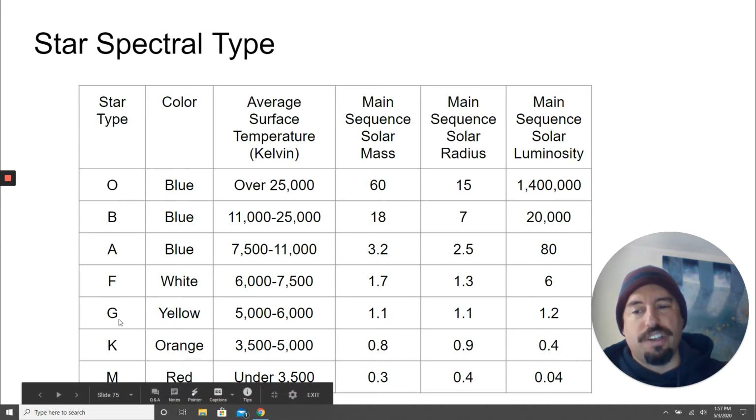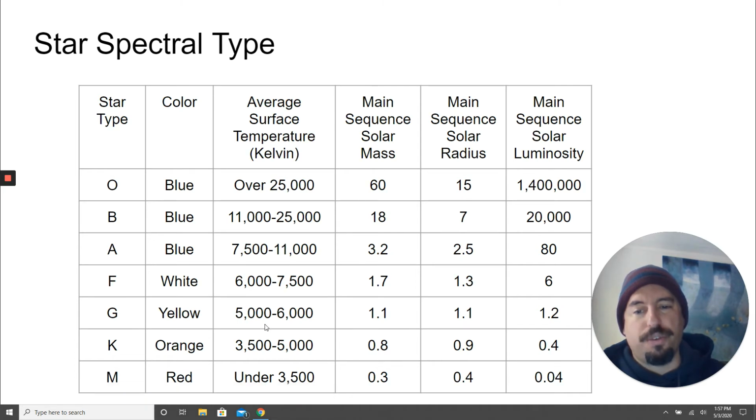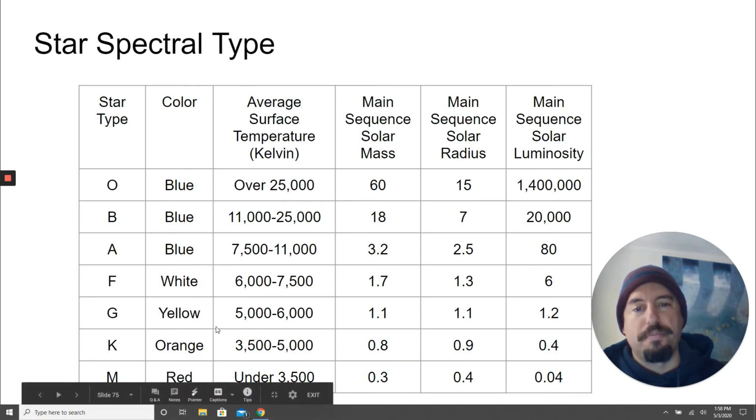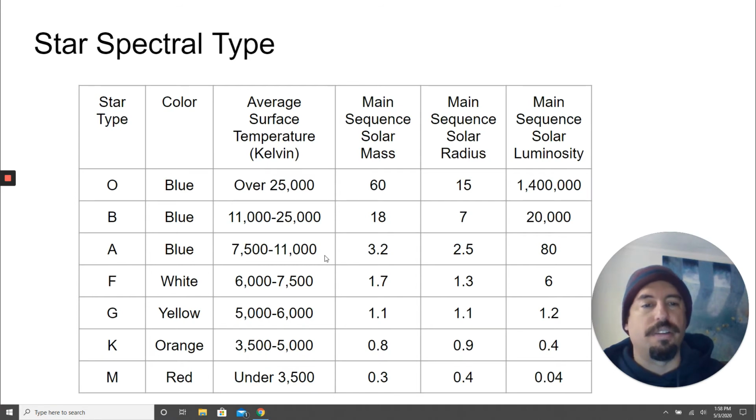So if we have G stars, they are yellow. They're around this temperature. And you can see it's about the same mass as our sun. It's about the same radius as our sun. And it's about the same brightness as our sun. So our sun is a G-class star. If you had a B-class star, you would know that that star would be much larger than our sun, hotter than our sun, bigger than our sun, and brighter.